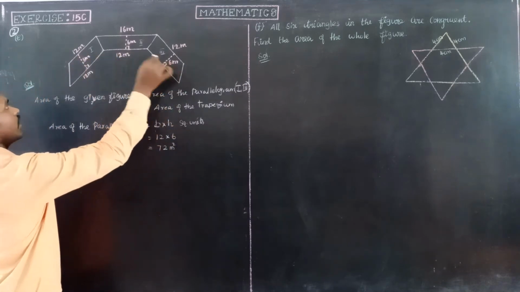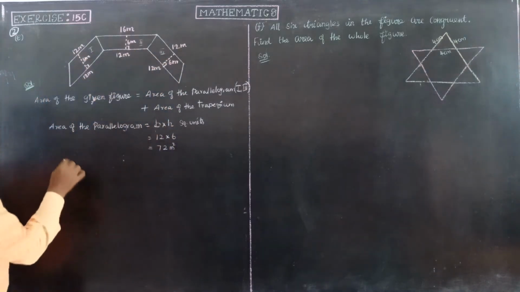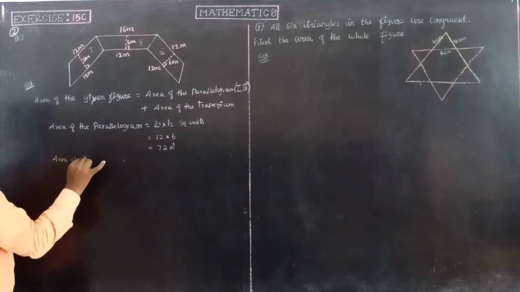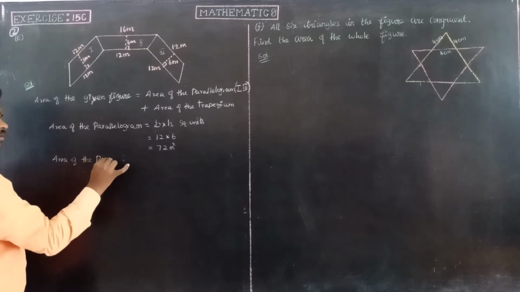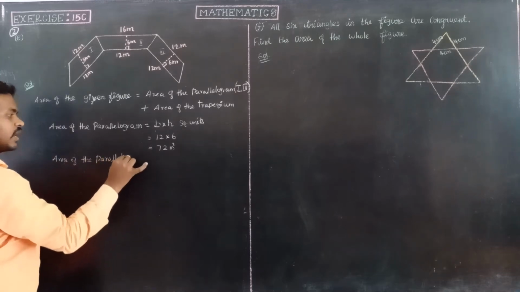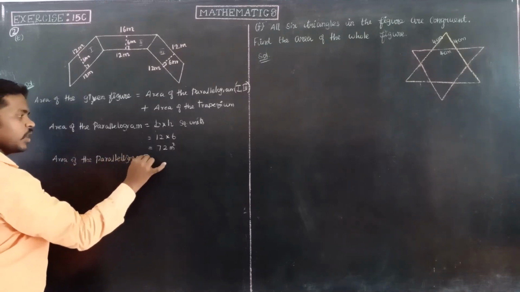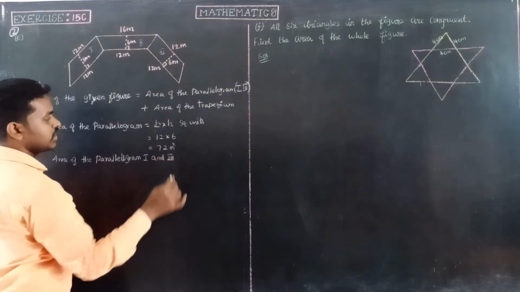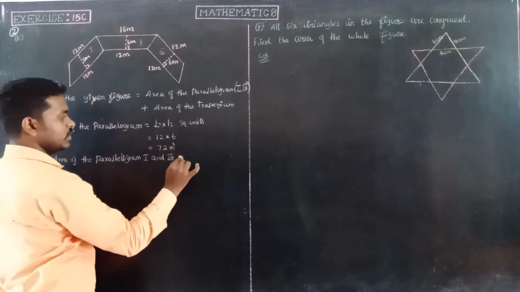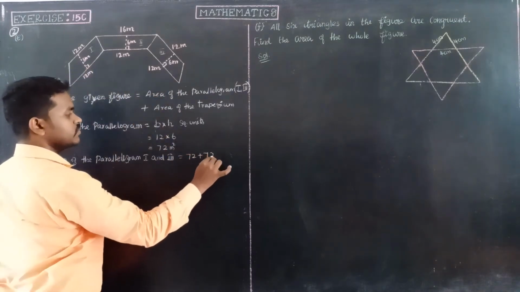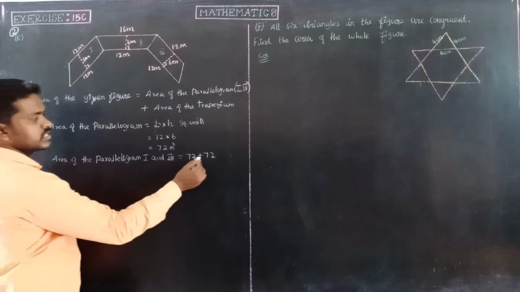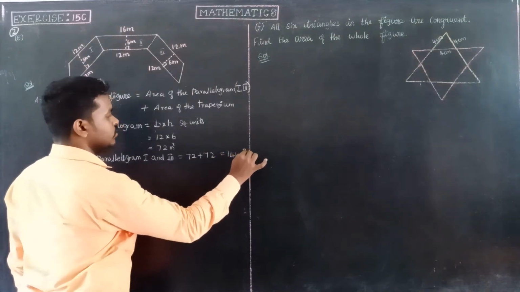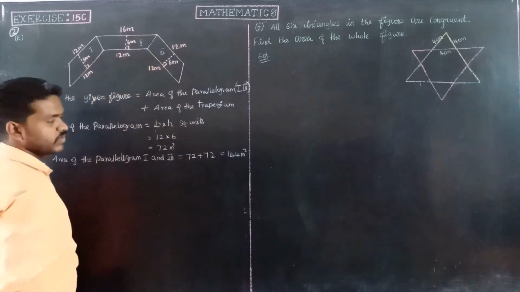Here the two parallelograms 1 and 3 are equal in measurement, so their areas will be the same. 72 plus 72 is equal to 144 meter square. So the area of parallelograms 1 and 3 is 144 meter square.